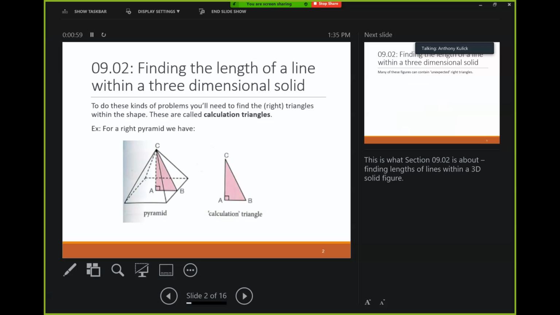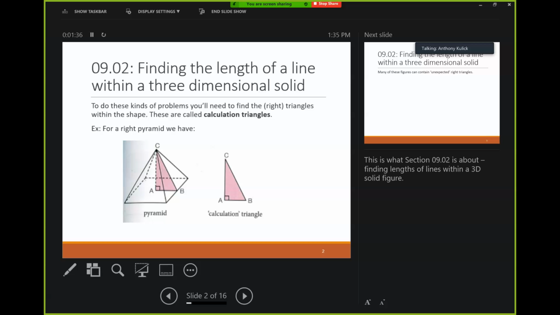So for example, if we have the right pyramid drawn here, one possible calculation triangle that we might be interested in is this triangle CAB. So that's an example of a kind of calculation triangle. Now, this particular drawing has lots of possible calculation triangles that are not necessarily unique, right? Like there's several triangles that are identical to CAB here. In fact, there's 4 of them, right?